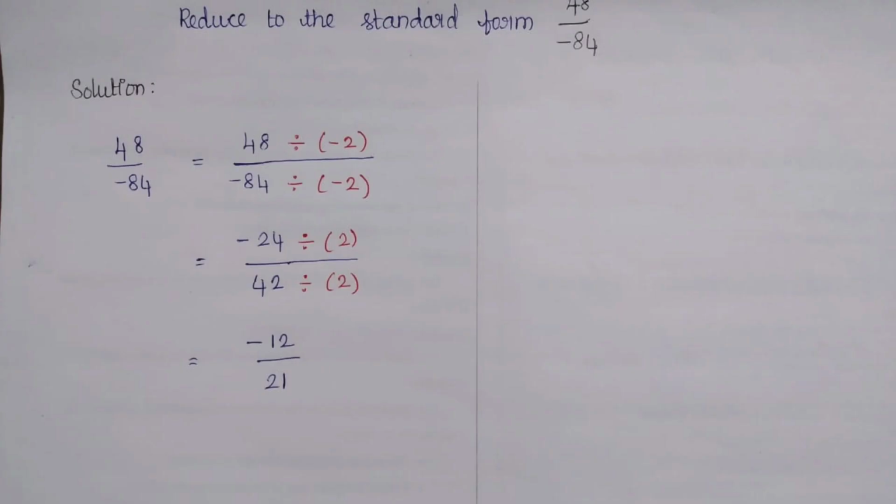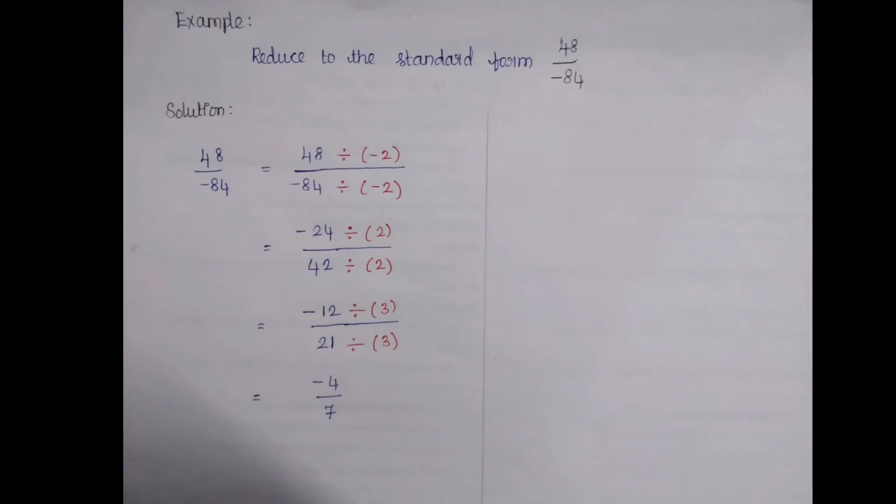Again, there is a common factor 2. If we divide minus 24 by 42 by 2, we get minus 12 by 21. Here also there is another common factor 3. So again we are dividing minus 12 divided by 21 by 3. We get minus 4 by 7. In this rational number minus 4 by 7 there is no common factor other than 1. Hence minus 4 by 7 is in standard form.